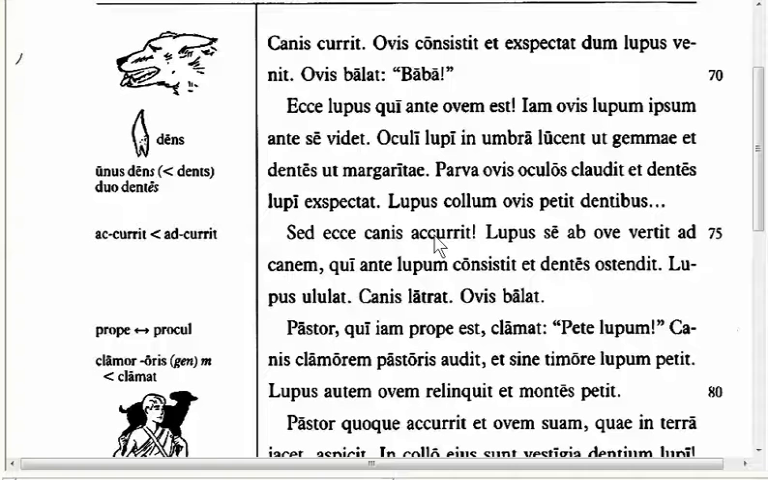Because if you were to say ad currit, kind of quickly, ad currit, with the D, it begins to blend in with the C sound. Ad currit becomes accurrit. And that's called assimilation, and when you see a verb like this, it helps you to remember the meaning if you know that ad is the actual preposition that's going with this. So those are all the features I wanted to point out in Chapter 9.